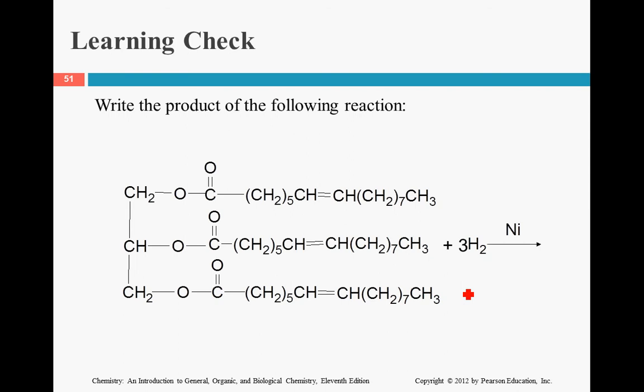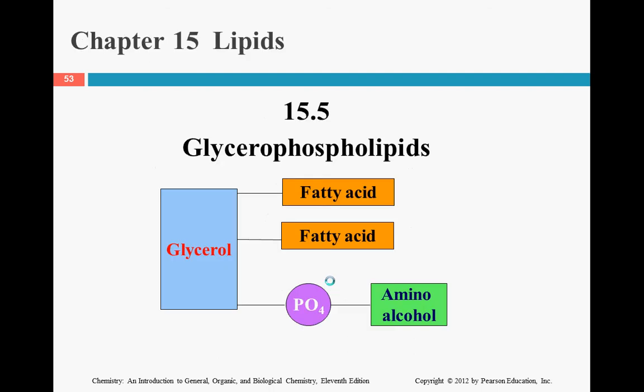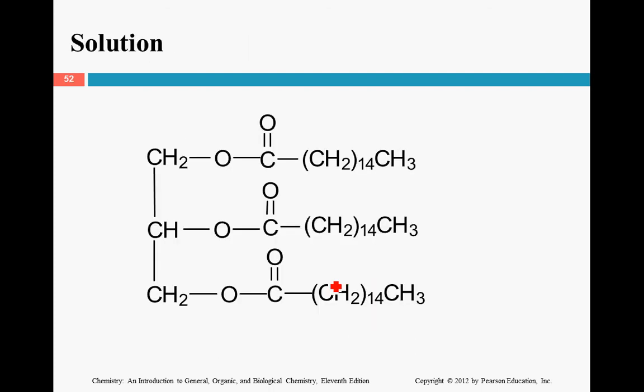So if we were to write the product of this, we're adding hydrogen to the compound. So all these double bonds are going to break, and they're going to form single bonds. Because hydrogenation, you're going from double to single bonds. There you go. And that's the end of the reactivity of triacylglycerols.